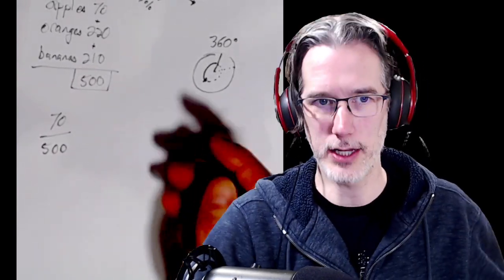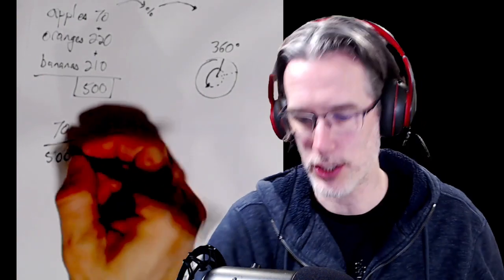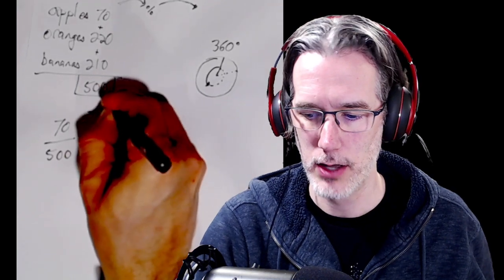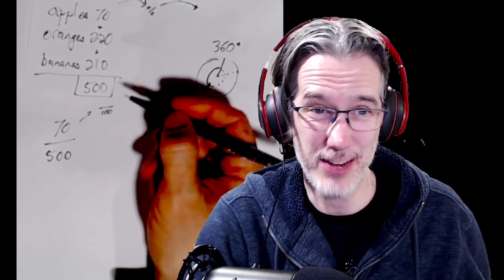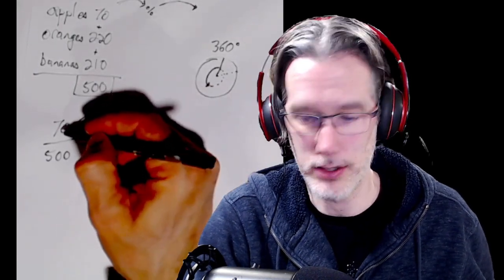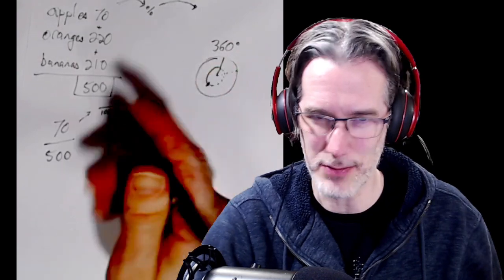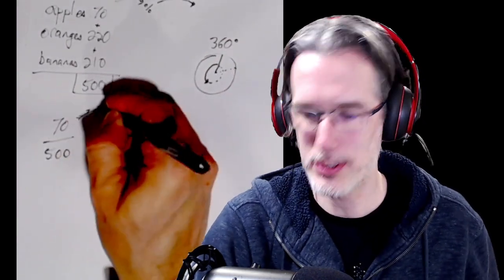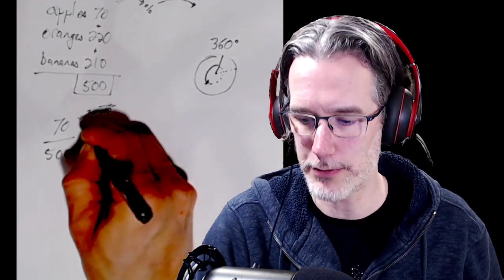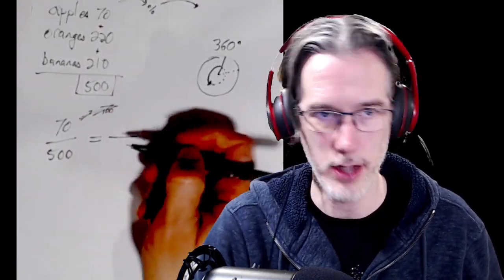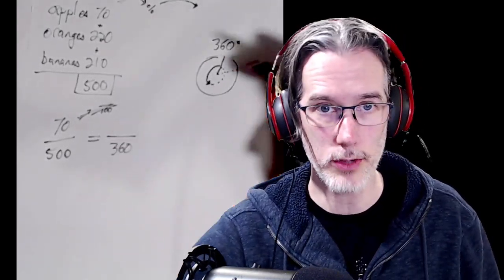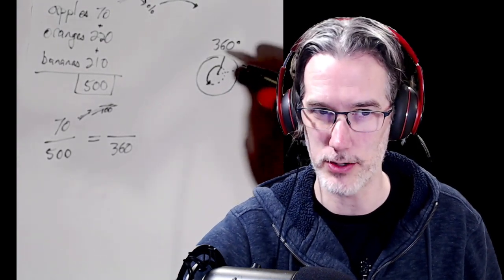Now, you could put it into an equivalent fraction over 100. You absolutely could do that. And in fact, it's not even that hard. The 500 into 100 is just divide by 5. You could divide 70 by 5 and get it, but we're still going to skip that part, because then you've got to bring it back down again. So instead, we're just going to make an equivalent fraction where the denominator is 360. So you get to go right to your degree amount out of 360.